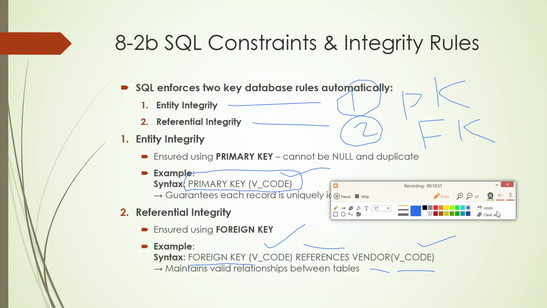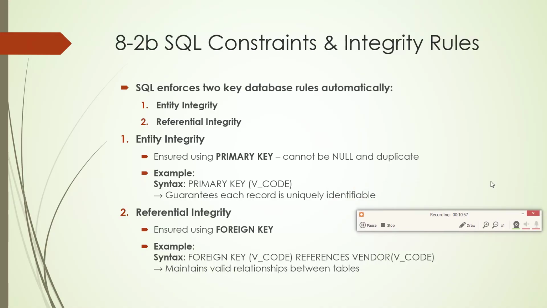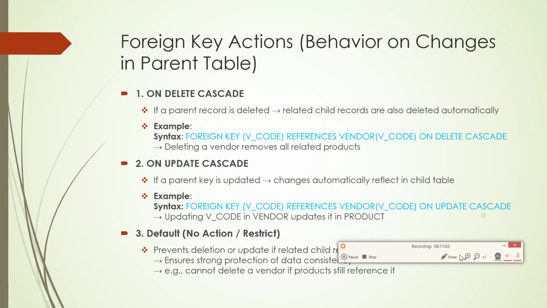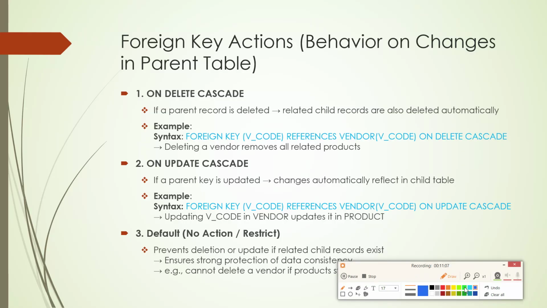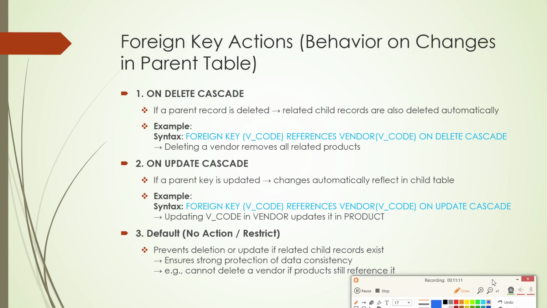Now there are three options when we are applying the foreign key, and these three options are very important to learn and understand. The first one is on delete cascade, the second one is on update cascade, and the third one is nothing written in front of the foreign key.